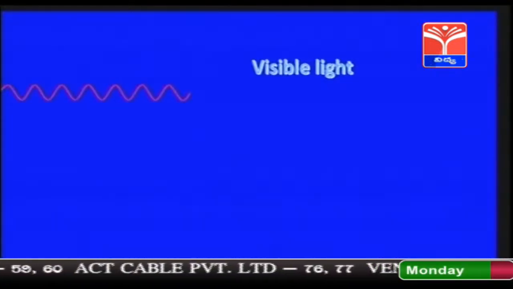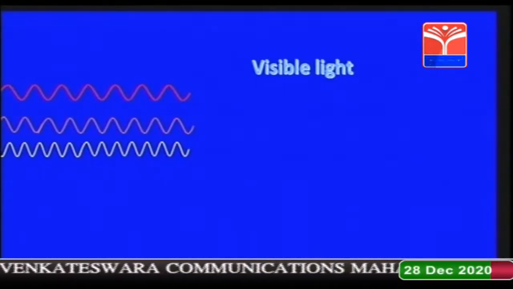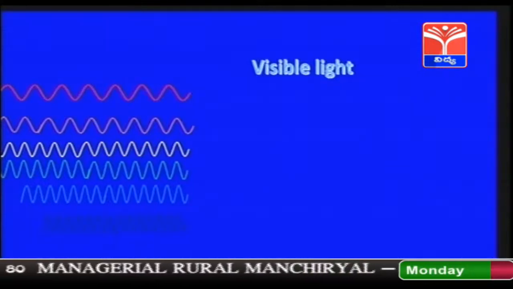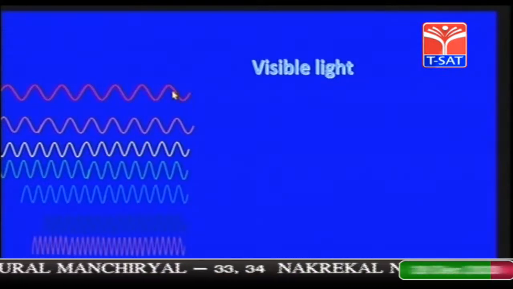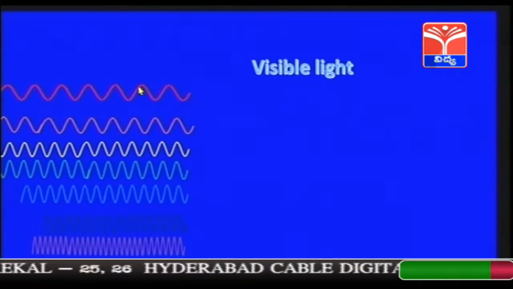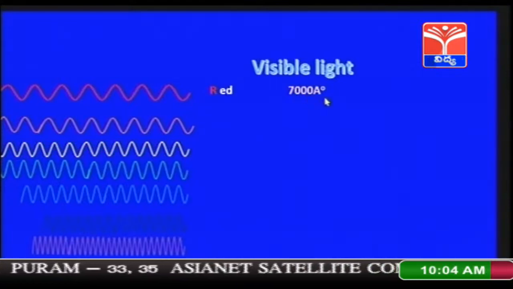Visible light. In this we have the red wavelengths, orange wave, yellow light wave, blue light wave, and indigo light wave, and violet. You can observe the difference between this red light wave and the violet light. Here the separation between two successive crests is greater. That's why red has a higher wavelength and a lower frequency, that is equal to 7000 angstroms.